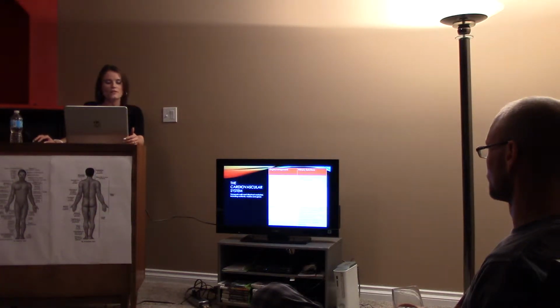So the function of the cardiovascular system is to transport cells and dissolved materials, including nutrients, wastes, and gases. And some of the organs or components of that system are the heart, the blood vessels, arteries, capillaries, and the blood.